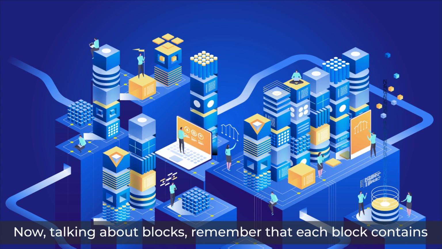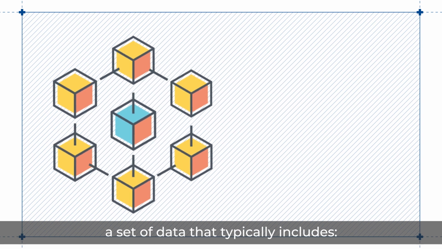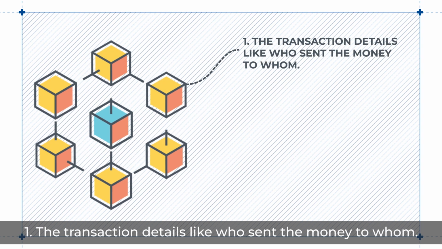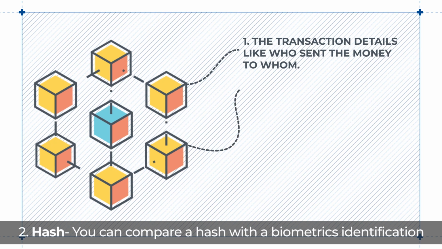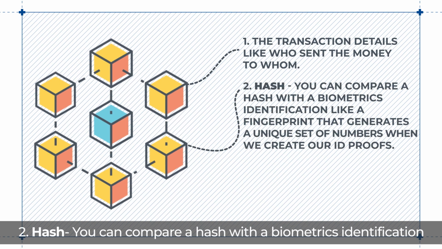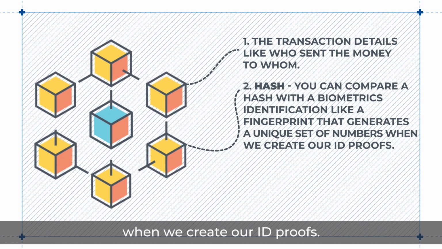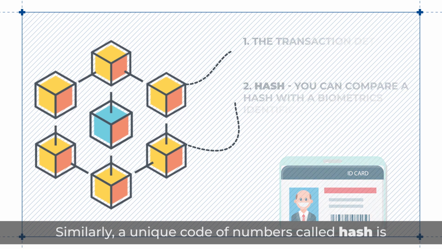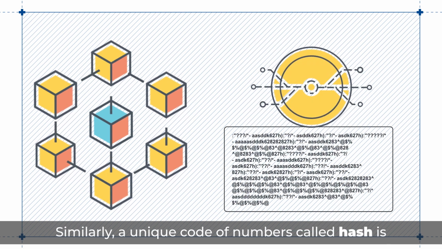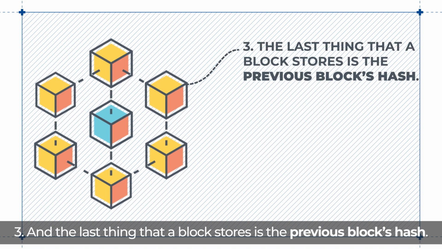Now talking about blocks, remember that each block contains a set of data that typically includes first, the transaction details like who sent the money to whom. Second, hash. You can compare a hash with a biometric identification like a fingerprint that generates a unique set of numbers when we create our ID proofs. Similarly, a unique code of numbers called hash is generated each time new data is entered into a blockchain. And third and the last thing that the block stores is the previous block's hash.